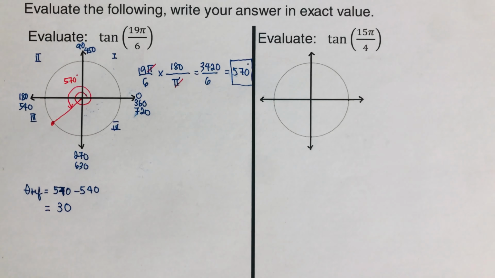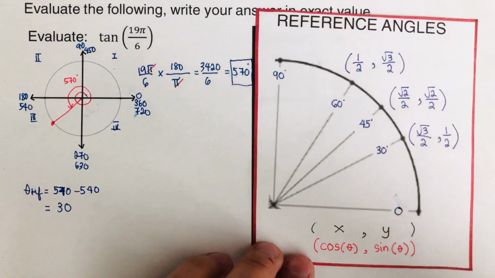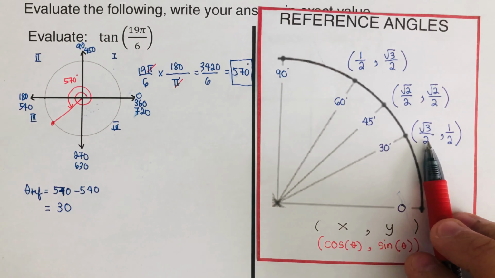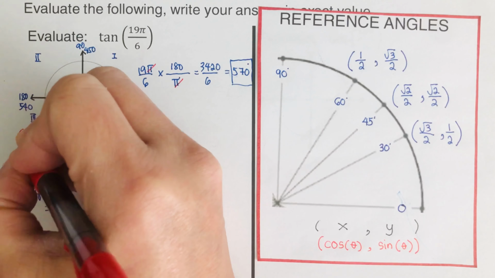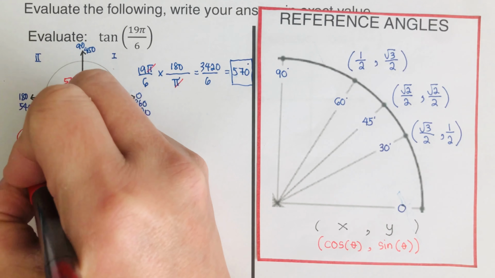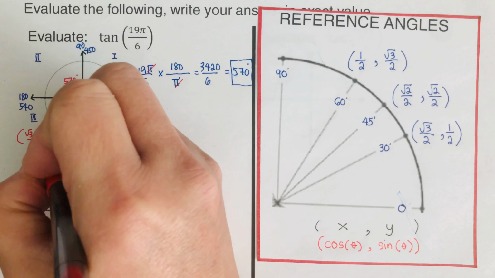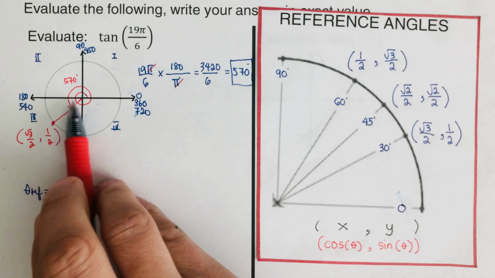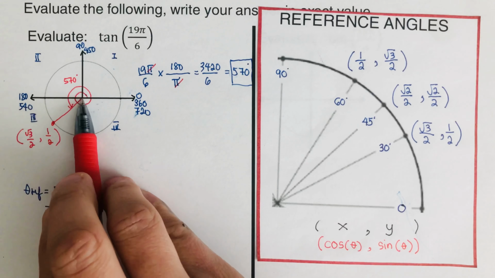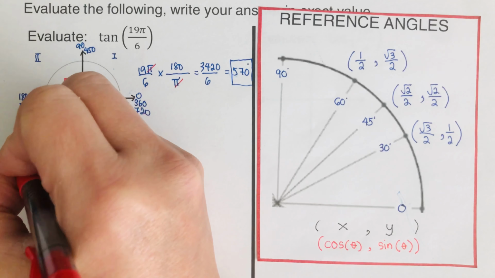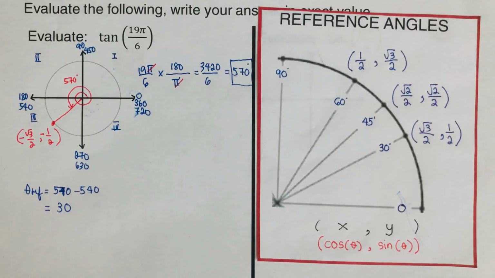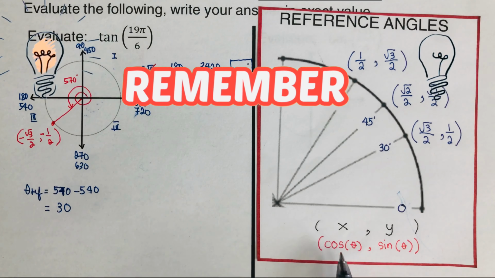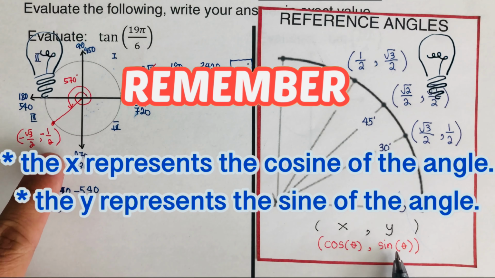Okay, so the reference angle is 30. So this would match up to the coordinate of 30. So I can go ahead and label this as square root of 3 over 2 and 1/2. Now, since this is on the third quadrant, the x is negative and the y is negative. So both of these are negatives. Again, we remember that the x represents the cosine of the angle and the y represents the sine.